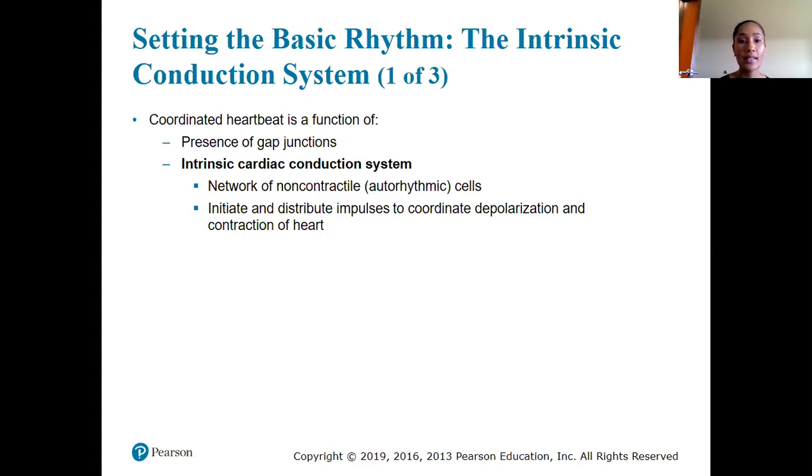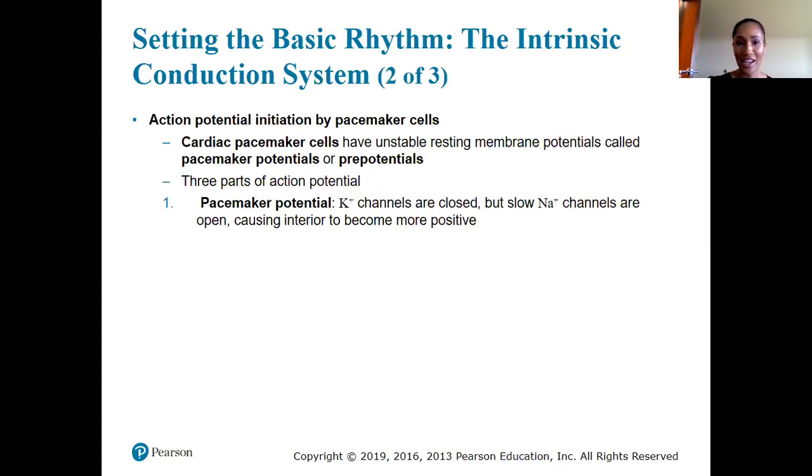So this conduction system is going to be a network of non-contractile cells. And remember, we collectively call these cells pacemaker cells that will initiate and distribute impulses to coordinate depolarization and contraction of the heart. So the action potential is initiated by those pacemaker cells that we were talking about in the first part of this video. They have unstable resting membrane potentials that we call the pacemaker potentials. And there's three parts of the action potential that's going to help generate them.